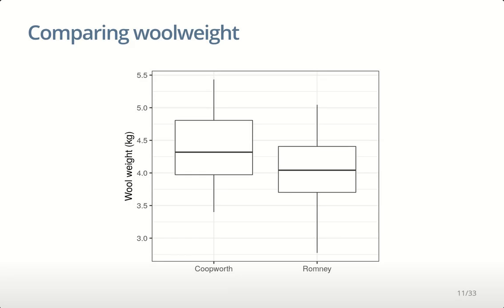Okay, so here's our example. We've got two types of sheep, Coopworth and Romney, and there's the wool weight. We took two samples, and we could see that the Coopworth seemed to be larger than the Romneys in terms of wool weight, so they produce more wool. But there's quite a bit of overlap, isn't there? The distributions are relatively symmetric, but the Coopworth has been shifted up a bit. So we could compute confidence intervals, couldn't we?